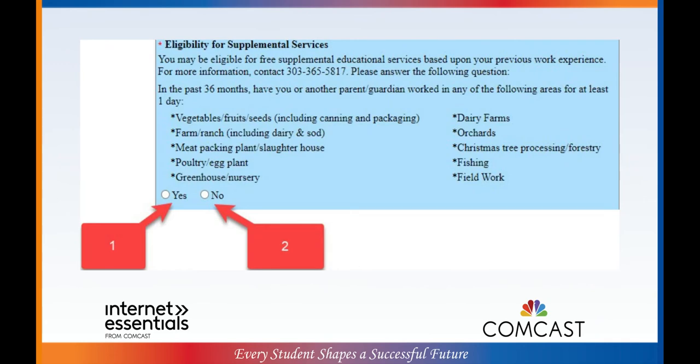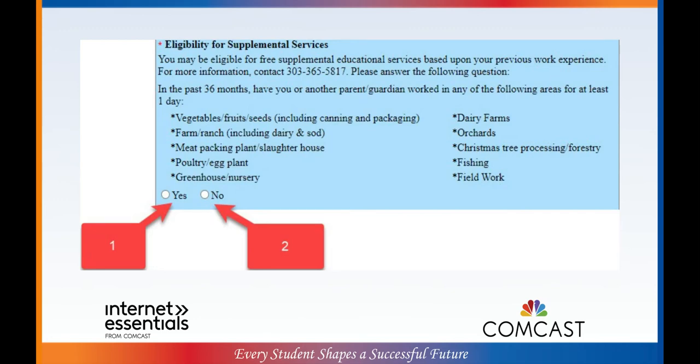In the next section, you will indicate your eligibility for special services based on your previous work experience. So the question reads, in the past 36 months, have you or another parent or guardian worked in any of the following areas for at least one day? So vegetables, fruits, seeds, including canning and packaging, worked for a farm or a ranch, including dairy and sod, worked in a meat packing plant or a slaughterhouse, worked in a poultry or egg plant, worked in a greenhouse or nursery, a dairy farm, an orchard, a Christmas tree processing or a forestry, a fishery, or done field work.